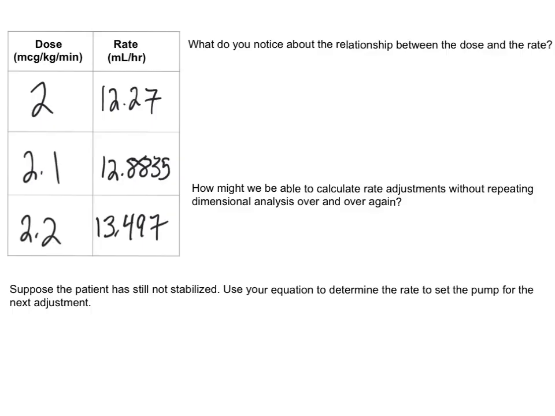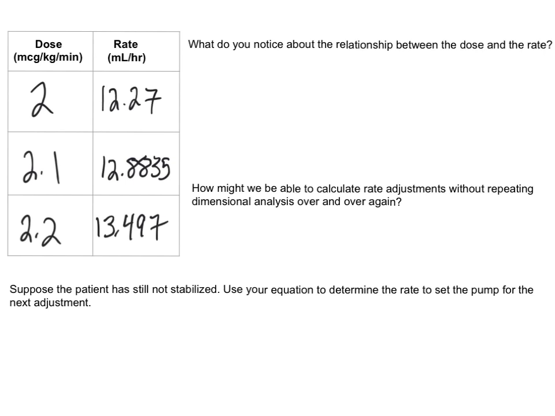And so on this page we can organize this information in a nicer table. So we have the dose. We saw when the dose was 2 micrograms per kilogram per minute, the exact rate was 12.27 milliliters per hour. We know it was 12.3 when we set the pump, but this was the exact rate. We also see the adjustments to 2.1 and 2.2, and the rates associated with those. Again, the exact values in milliliters per hour.